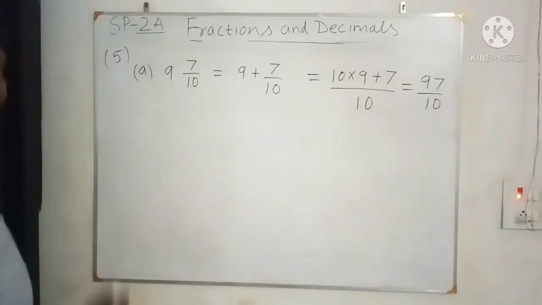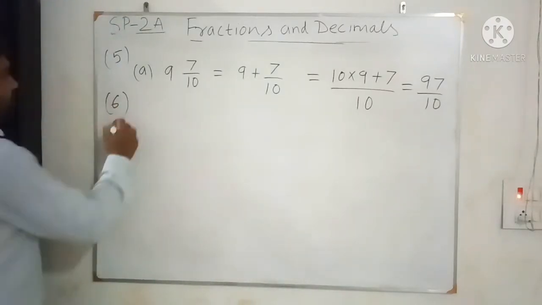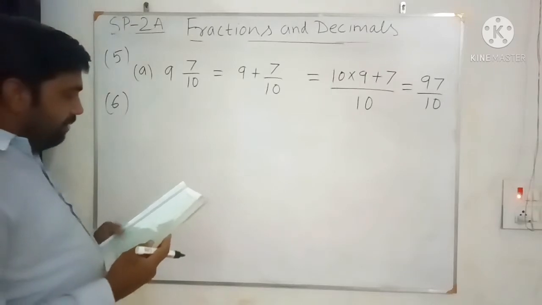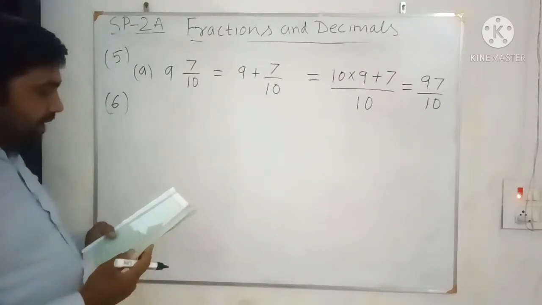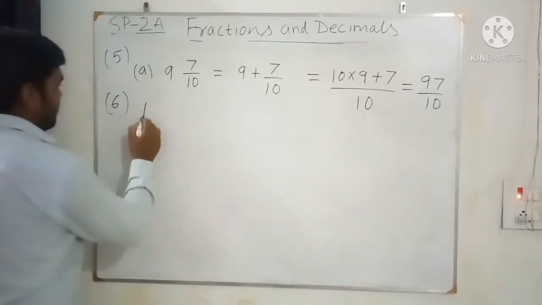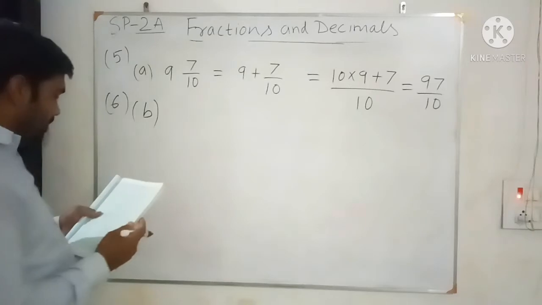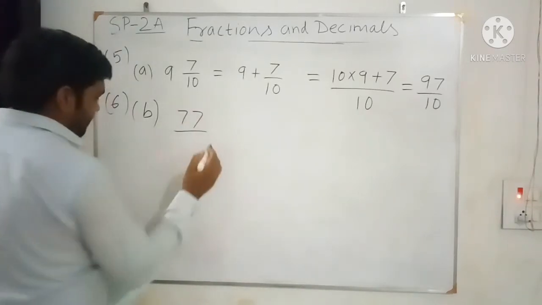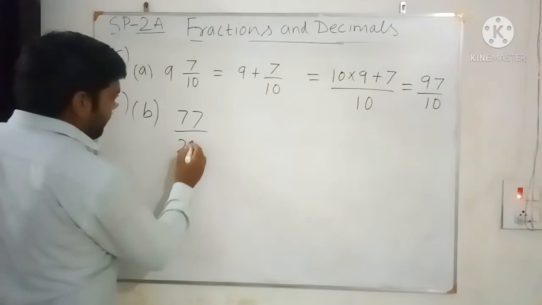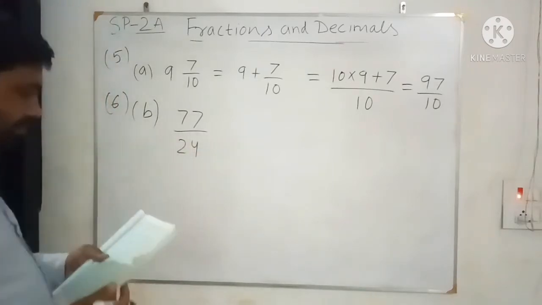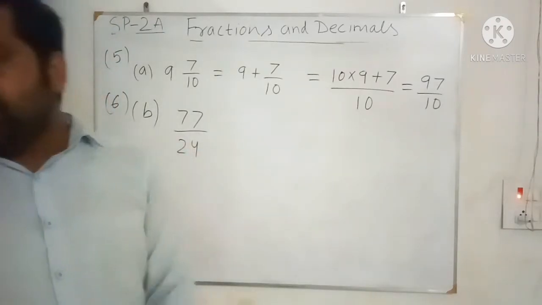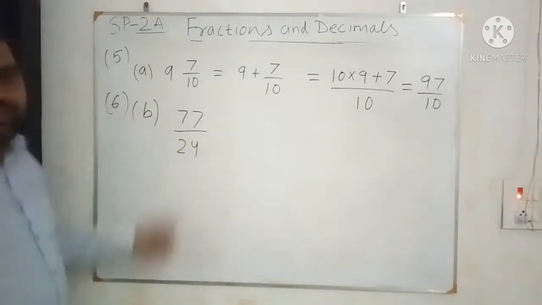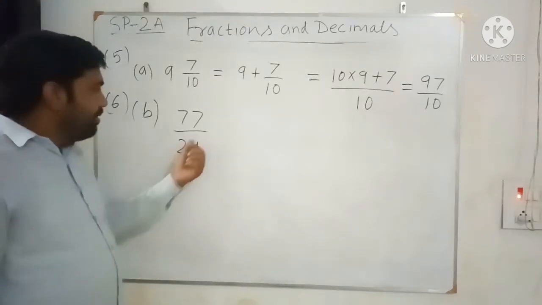Next, question number 6 you see. Similarly for the remaining ones. Question number 6, express each of the following as a mixed number. Now 6b, improper fraction is given, 77 by 24. Here improper fraction is given and we have to convert this into the mixed number, that is the mixed fraction.